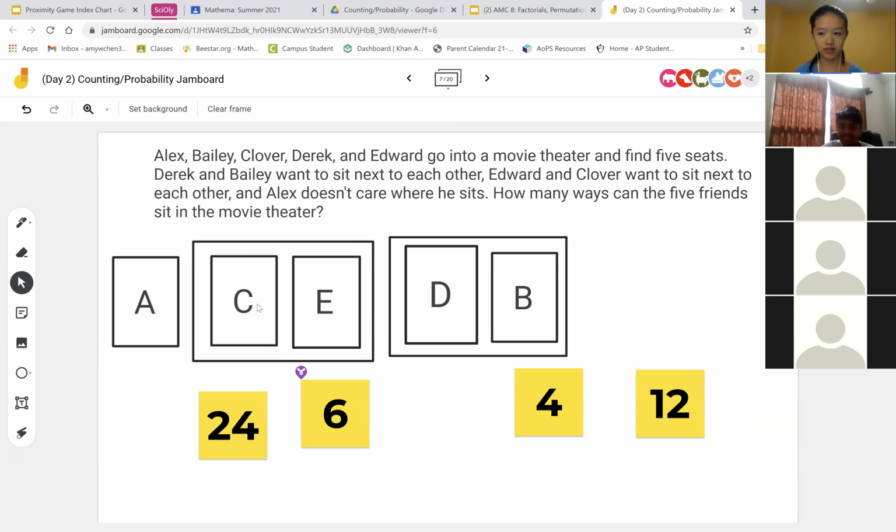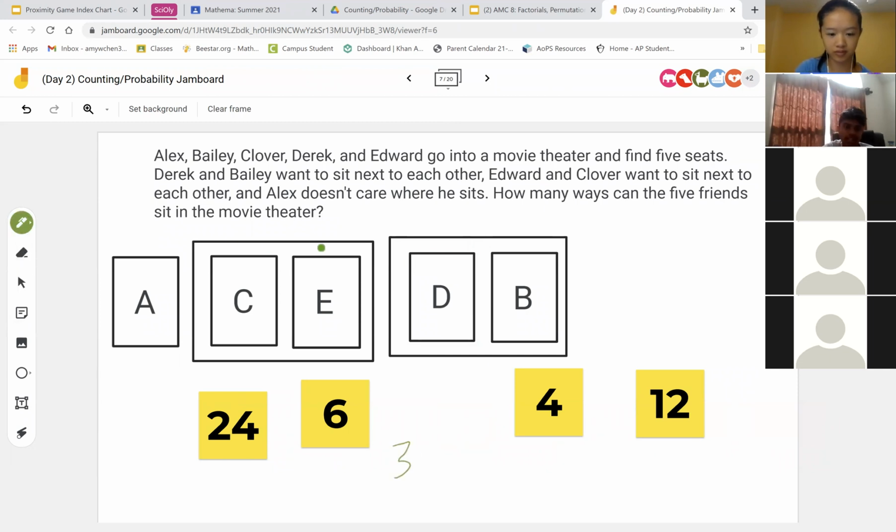Yeah, Clover and Edward can switch seats, and then Derek and Bailey could switch seats, right? So we get 2 times more combinations for Clover and Edward, and then another 2 times more combinations for Derek and Bailey. So it's 3 factorial times 2 times 2, or 24. That's our answer. So 4 factorial, basically.